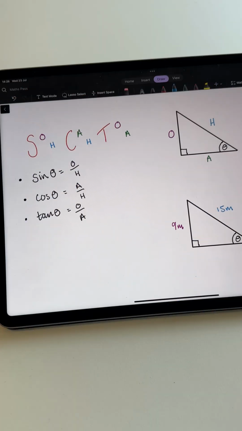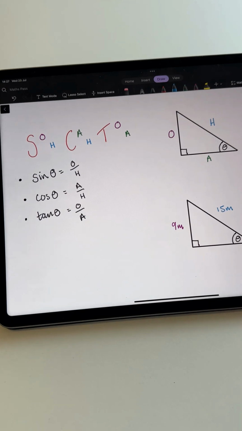Let's use SOH CAH TOA to solve a question. So we've already spoken about what SOH CAH TOA is and what it tells us. Now we want to apply it to this question here. We've got a right angled triangle, we've got an angle theta down here, and this side is 15 metres and this side is 9 metres.